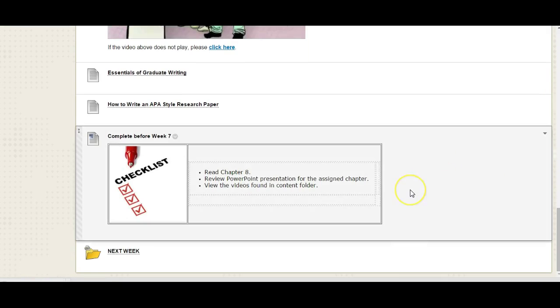And last is our weekly checklist. As usual, make sure that you've completed everything on this list. It looks like I forgot to include the outline, which is due this week. So make sure you submit that again on Sunday.